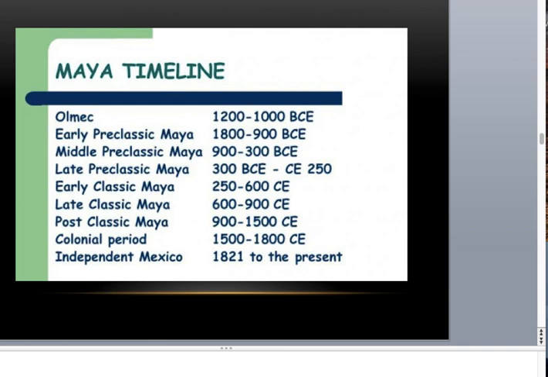The Olmec people were those that predated the Maya civilizations. We had the early pre-classic Mayan times from 1800 to 900 before Common Era, then the middle pre-classic from about the year 900 into the late pre-classic, and then the early classic and through the post-classic, this time period here, which is a time period that we'll be mostly focusing on. The colonial period came after this. The Mayan people were greeted by the explorers coming from Europe, and you know a little bit about that already. We'll be going into that a little bit more.